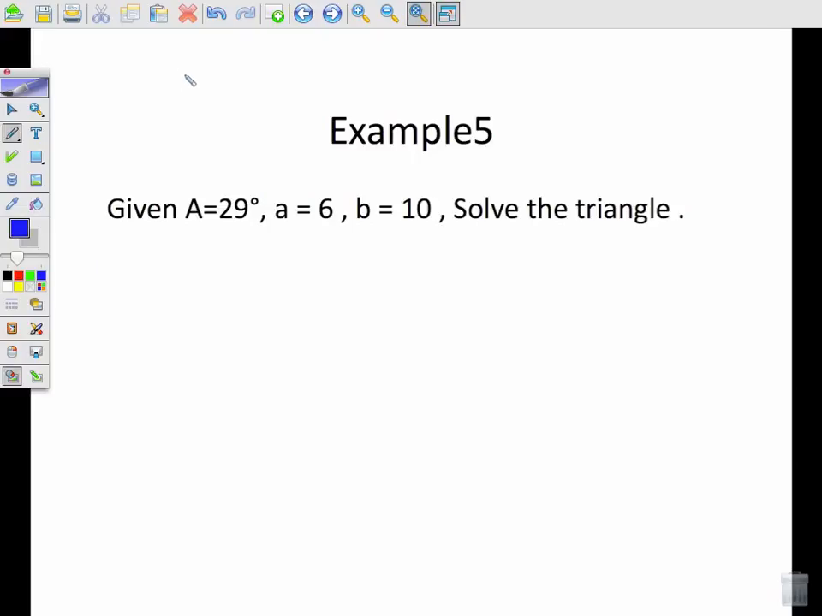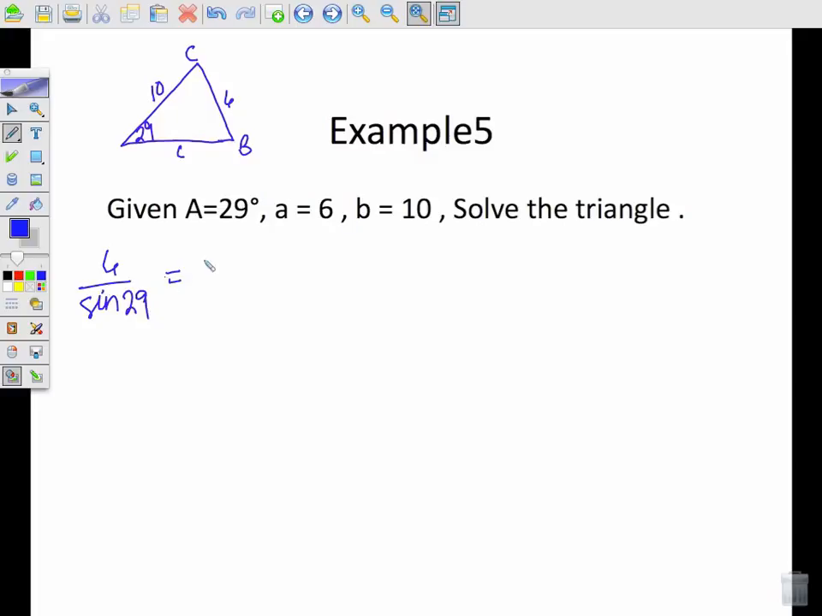Let's go ahead and set up our triangle. We've got an angle of 29 degrees. The side opposite of it is 6, and B is 10. I'm going to put the B there, so that makes angle B on the bottom and C on top, little c on the bottom. Let's find angle B.